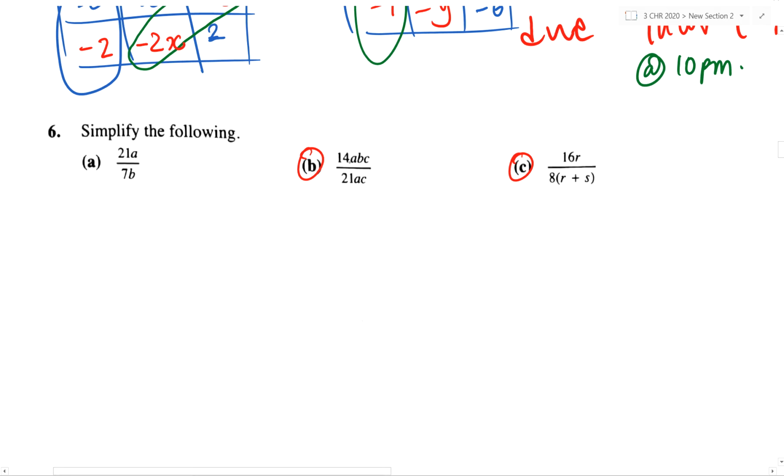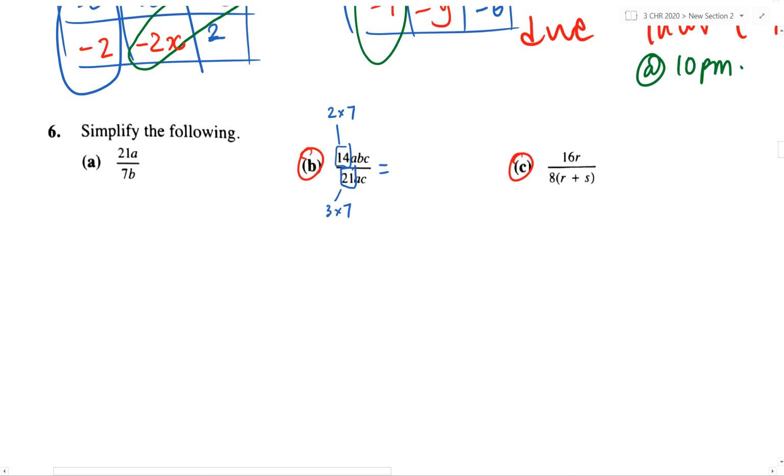Now we have 14 times a times b times c divided by 21 times a times c. So when we want to simplify this, we divide both numerator and denominator by whatever factor is the same. So here we can deal with the numbers first. We will compare 14 and 21. Now 14 is made up of 2 times 7. This 21 is made up of 3 times 7. So we see that there is a common factor of 7 in both of them.